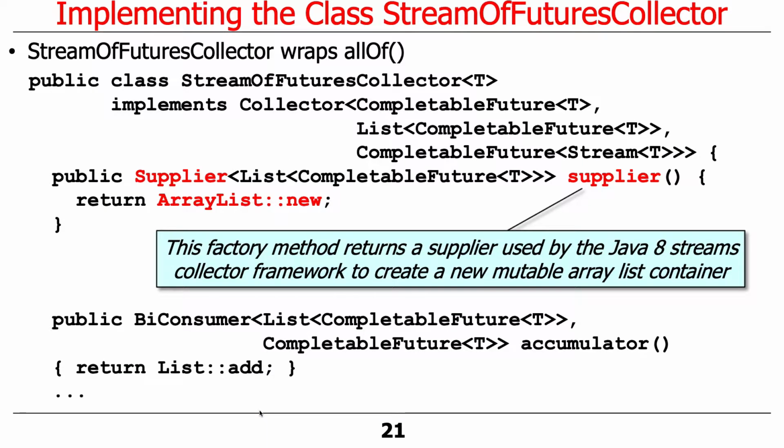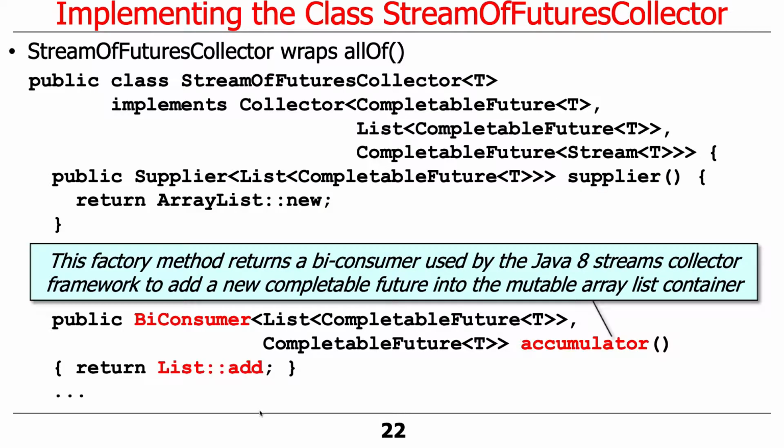Here's what the supplier method provides. It's a factory method that returns a supplier that the Java 8 streams collector framework uses to create a new mutable array list container. So this doesn't make a new array list. This returns a supplier that the framework uses to make the new array list.